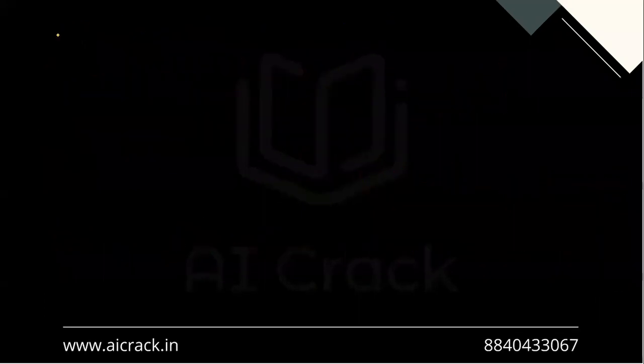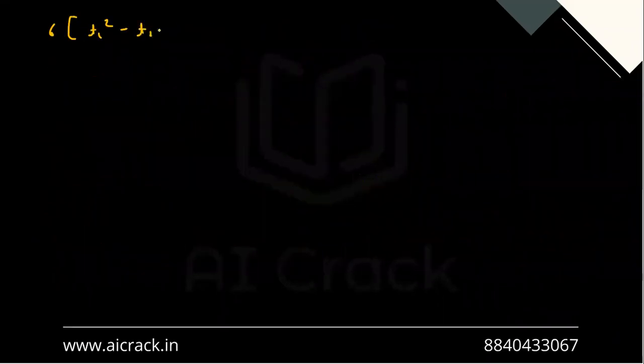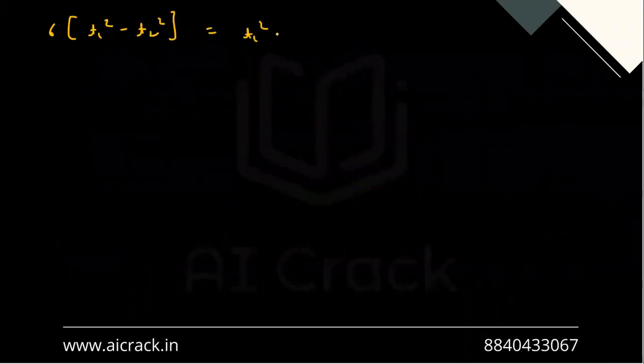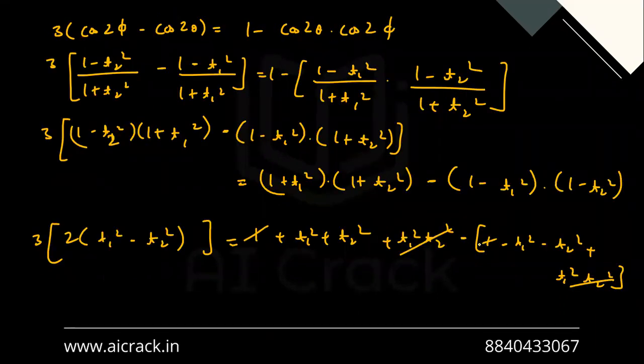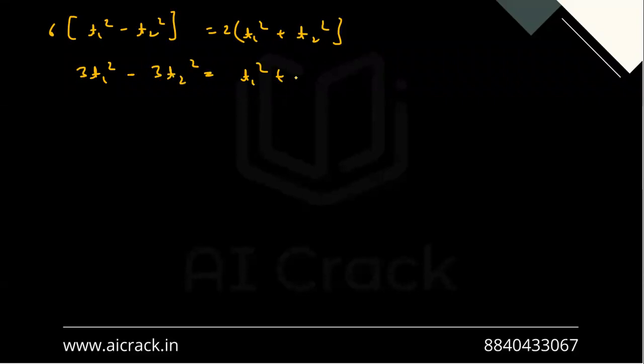Now what we are left with is 6 times (T1² − T2²) equals to 2 times (T1² + T2²), because this minus goes over here and it becomes positive. Now what we'll get, 3T1² − 3T2² equals to T1² + T2². So basically 2T1² equals to 4T2². T1² equals to 2T2².